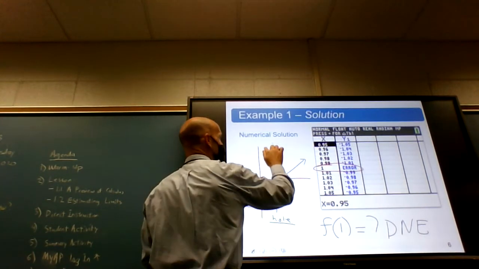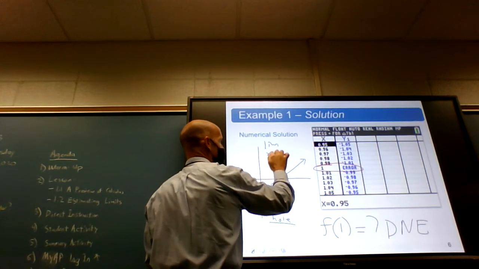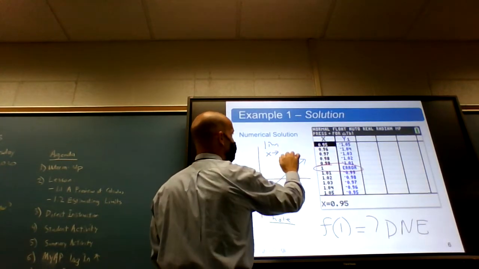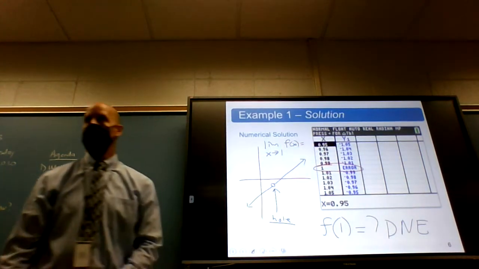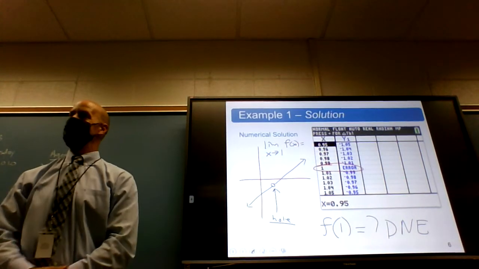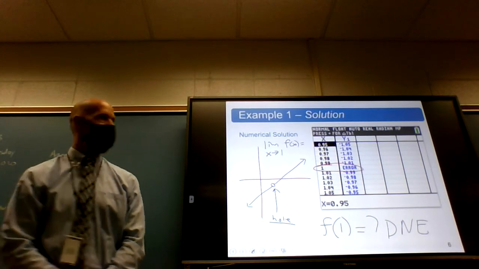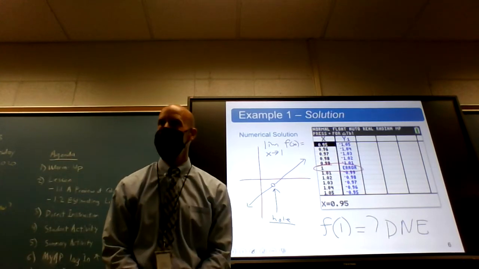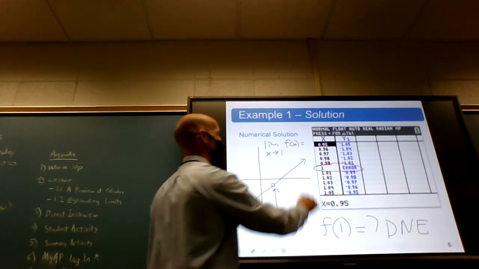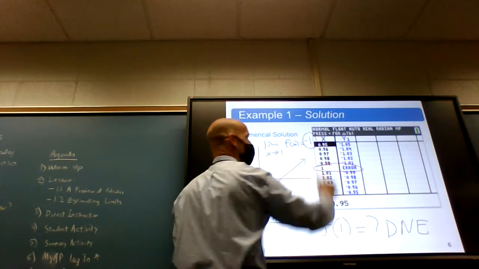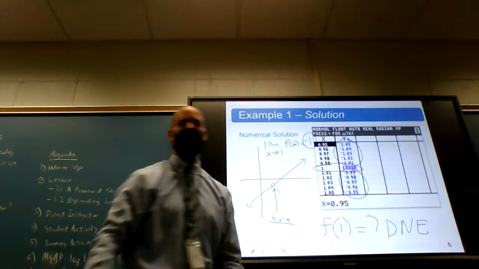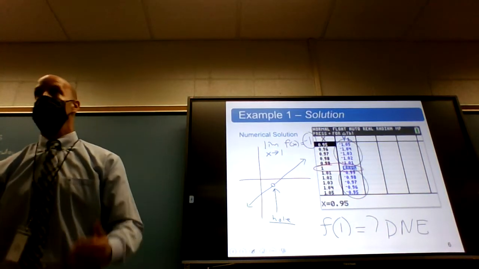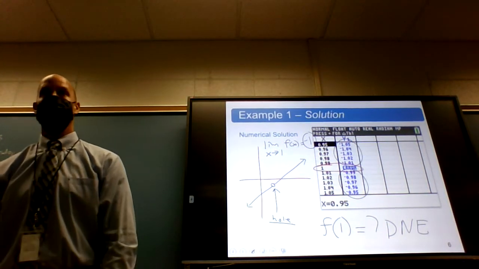Now, here's a more important question. What is the limit as x goes to 1 of f of x? No, it's not 1. It's -1. Now, why is it -1? Well, you guys tell me. What y values does that appear to be going to? -1.